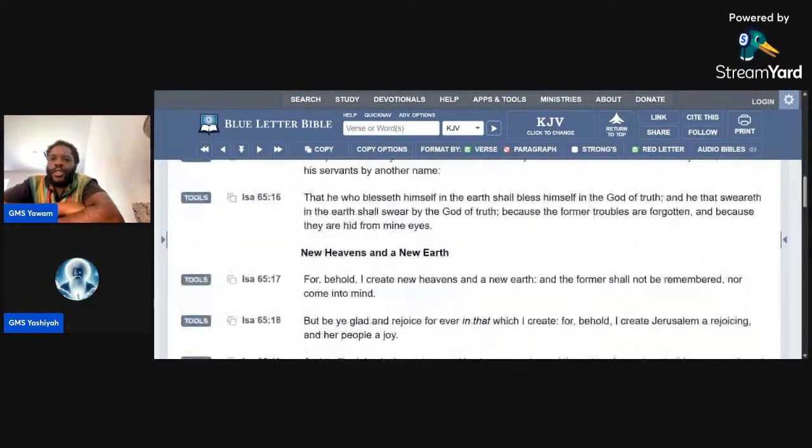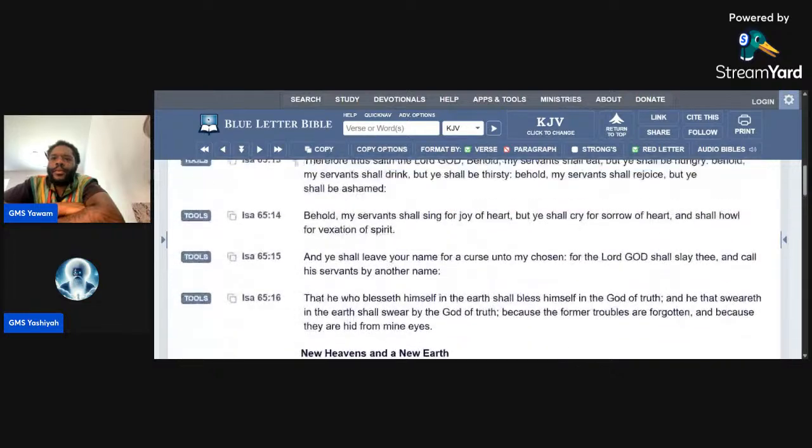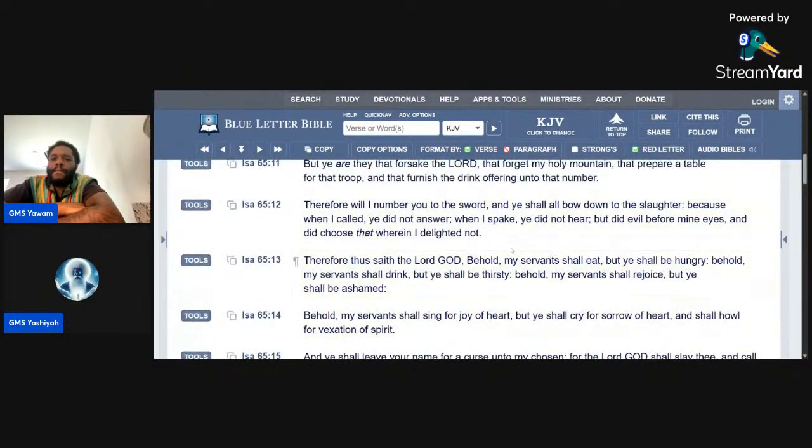And we'll start at verse 12. This is Isaiah 65 and verse 12. It says, "Therefore will I number you to the sword, and ye shall all bow down to the slaughter. Because when I called, ye did not answer. When I spake, ye did not hear, but did evil before mine eyes, and did choose that wherein I delighted not."